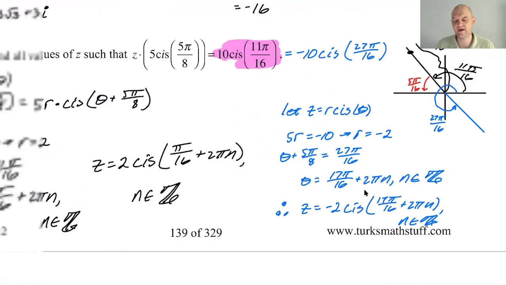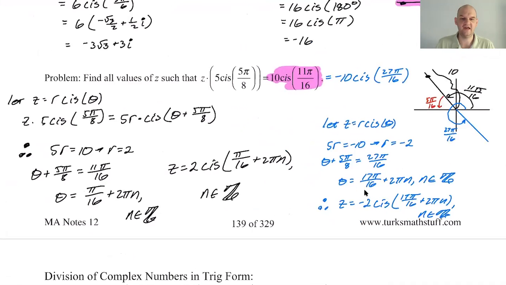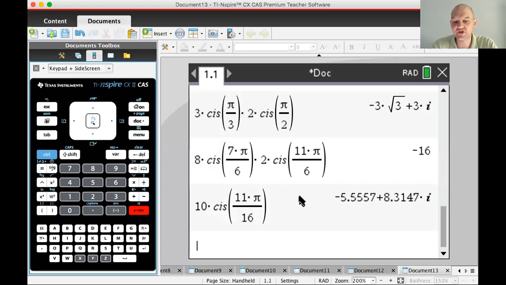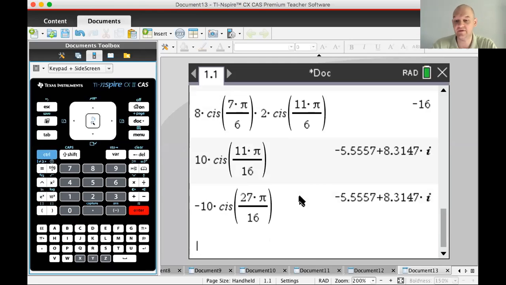Okay, so I have two potential answers, and I'm going to check them right now. I don't really know how I'm going to check these. I guess multiplying, I might as well, right? So let's start off with what 10 cis 11 pi over 16 is. And let's just confirm, is that the same as negative 10 cis 27 pi over 16? Okay, they're exactly the same. They give the same values.